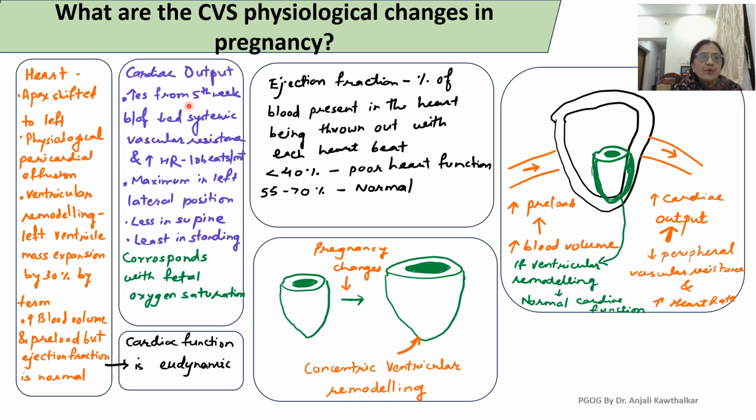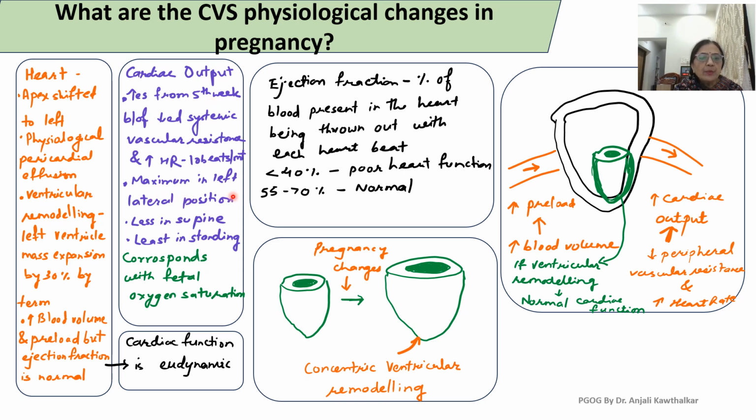Cardiac output increases from 5th week of pregnancy itself. This is because of the fall in systemic vascular resistance and rise in heart rate. Heart rate increases by around 10 beats per minute during pregnancy. And these changes are seen as early as 5th week of pregnancy, leading to initiation of increase in the cardiac output.